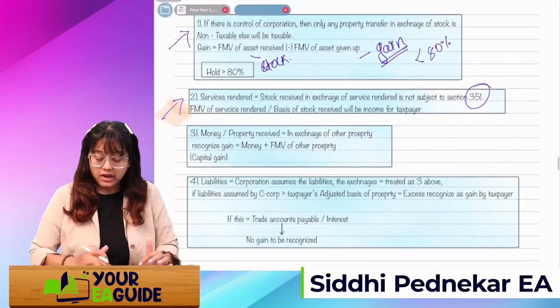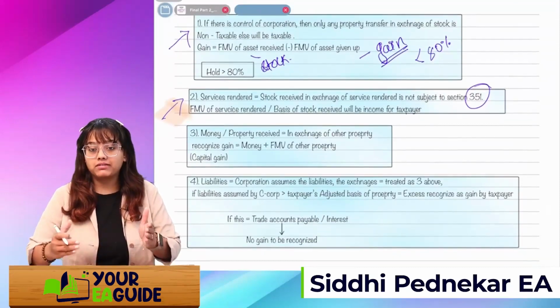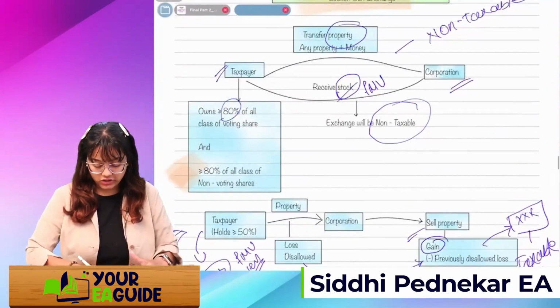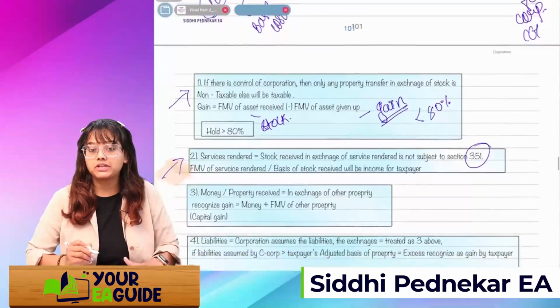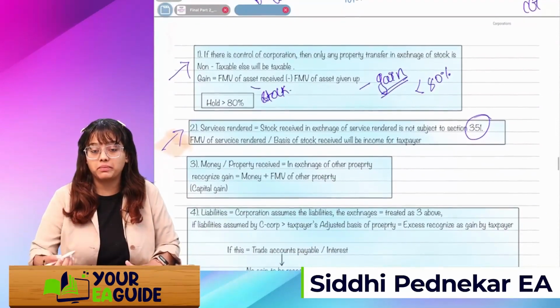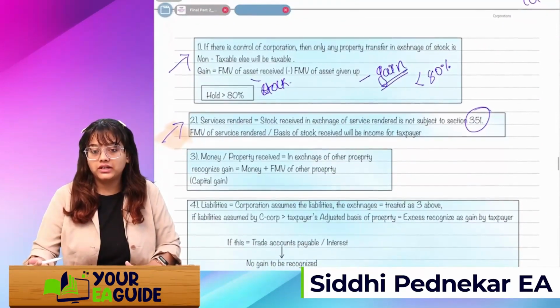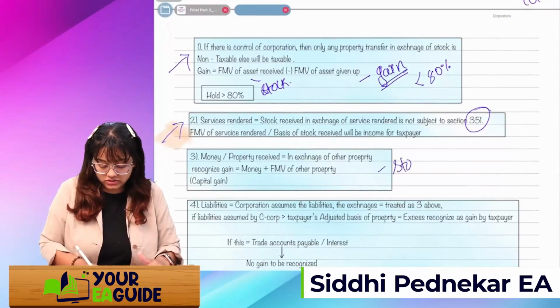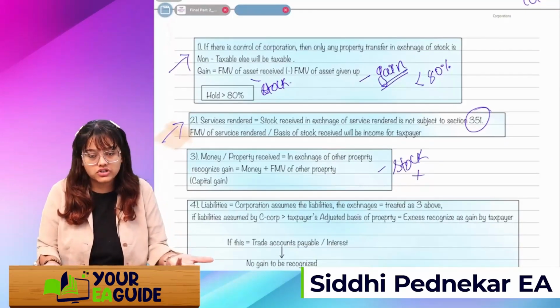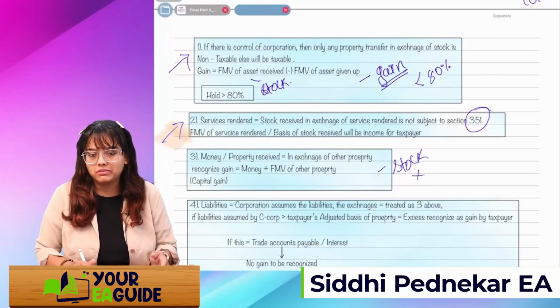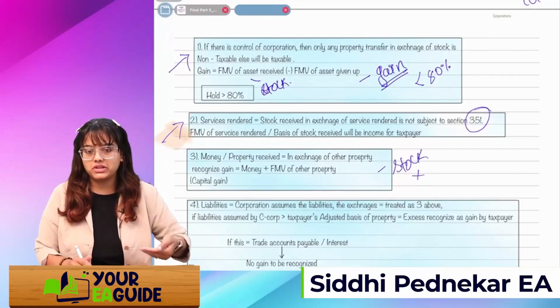Next is, if money or property is received, right, instead of stock, now we are talking about money or property. Instead of stock, I am receiving money or property in exchange of other property. So see here, stock is not at all included. So what I'll do is directly calculate the capital gain. I'm giving up one property, I'm receiving the other property.